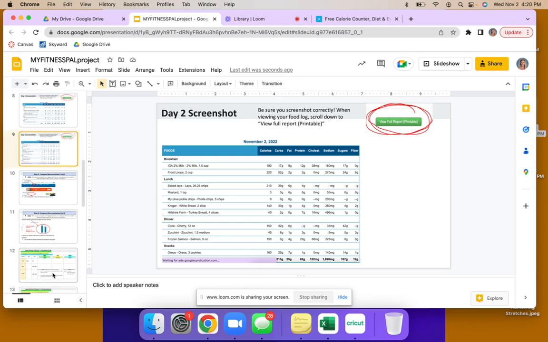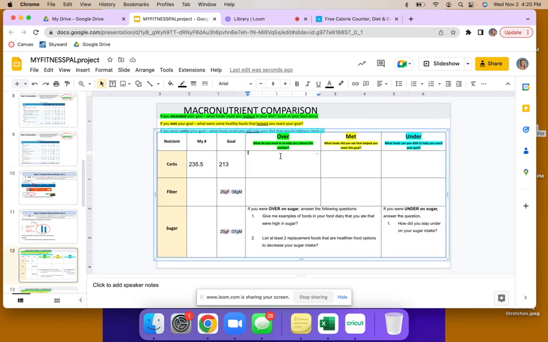So what I would say here is I was over on my carbs. So what am I going to do to help reduce this number? I am going to replace my Cherry Coke and Dr. Pepper with either water or a zero option, which will reduce my carbs. Obviously, we know that Coke has sugar. Sugar gives us carbs, and so we want to make that adjustment.